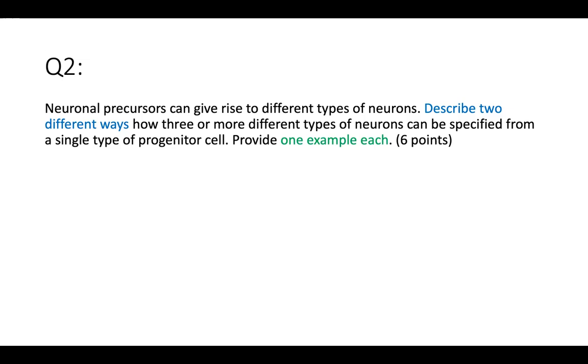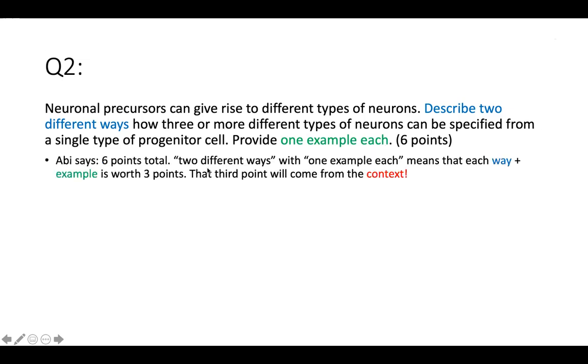So for each of the different ways, that's worth 3 points. But note he says 3 or more. That means that it's not 1 point per type of neuron. You don't have to list the type of neurons here. What he cares about is the example. So 2 different ways, 1 example each. Each way plus example is worth 3 points. And that 3rd point is going to come from the context. He cares a lot about context.